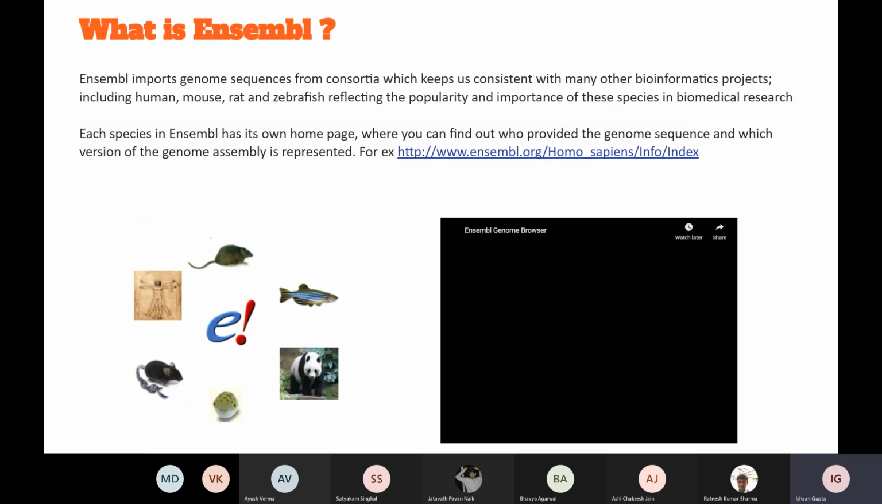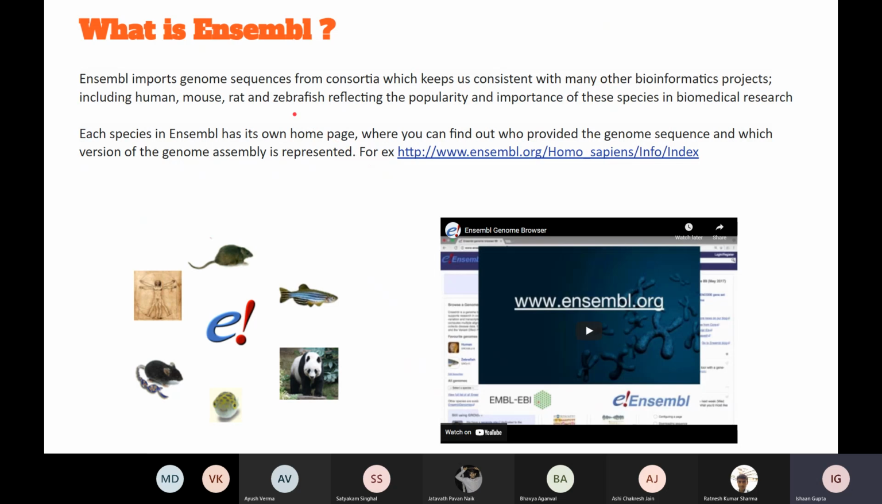So what do these databases look like? Ensembl basically imports genome sequences from consortia. A consortium is basically a group of scientists working together, making sure that you get consistent information from across many bioinformatics projects, because very often when multiple researchers are working on the same problem, they are not presenting the data in the same kind of format, or they don't have a consistent way of representing the same information.